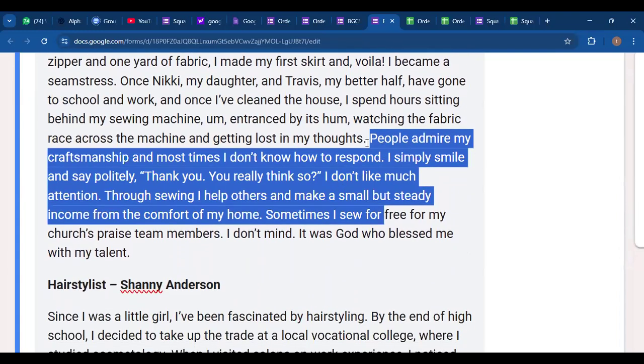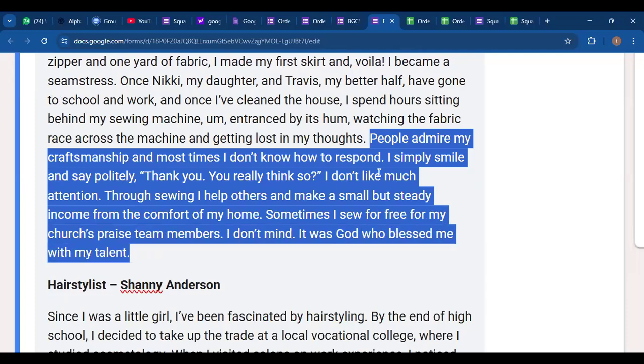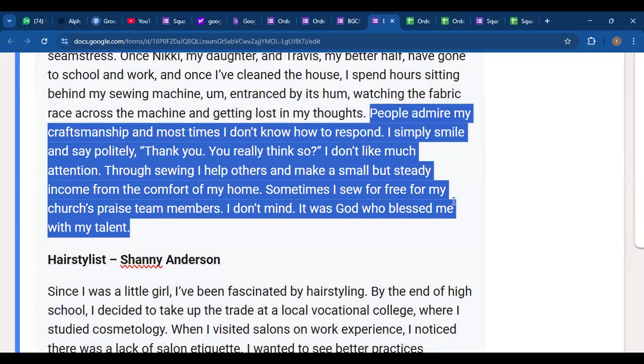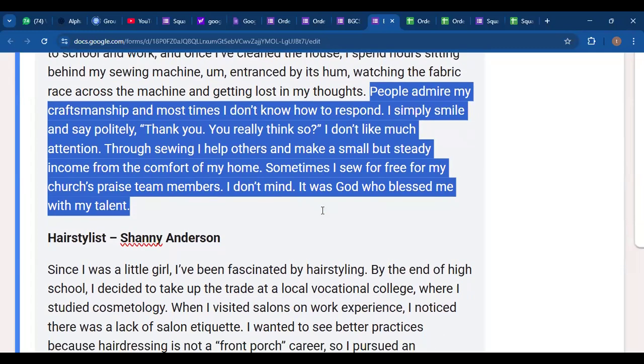People admire my craftsmanship, and most times I don't know how to respond. I simply smile and say politely, thank you. You really think so? I don't like much attention. Through sewing, I help others and make a small but steady income from the comfort of my home. Sometimes I sew for free for my church's praise team members. I don't mind. It was God who blessed me with my talent.